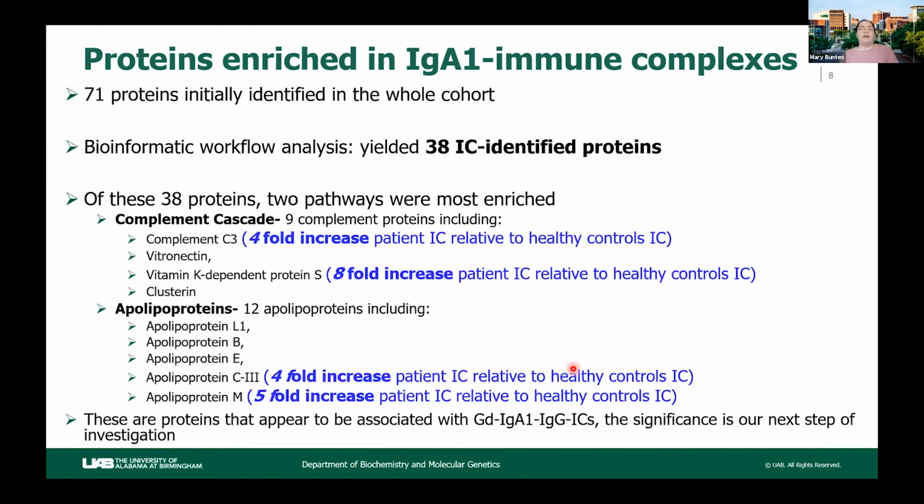So briefly, just some of the actual proteomic results. We started out with 71 proteins identified in the whole cohort. And after this workflow, we were able to yield 38 IC-identified high-quality proteins. And two pathways were most enriched: the complement cascade with 9 proteins, including some of the following. This blue indicates a fold change of note between patient immune complexes relative to healthy controls. And then also apolipoproteins, 12, some of which are listed here. And so these are proteins that appear to be associated with these galactose-deficient IgA, IgG immune complexes. And the significance is actually what we're working on right now.